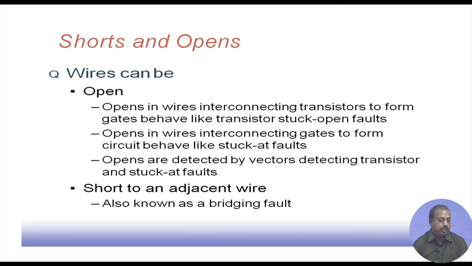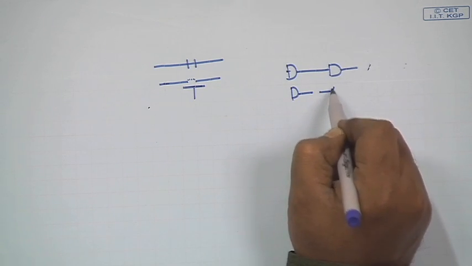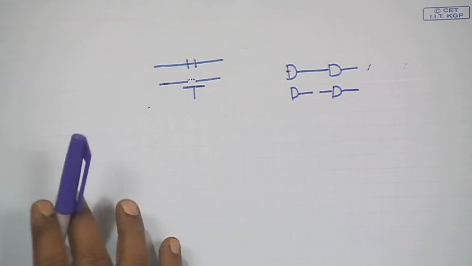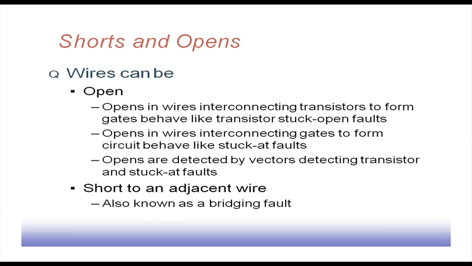Similarly, opens in wires interconnecting gates to form circuits behave like stuck-at faults. If I have one line, say a gate output connecting another gate input, and this line is open, then it can be treated as logic low or logic high depending upon the technology family we are considering. It will behave as if the line is permanently stuck at some value for the second gate. So, when it is interconnecting gates, it behaves like a stuck-at fault; when it is interconnecting transistors, it behaves like a stuck-open transistor. Naturally, we can have test vectors for detecting transistor and stuck-at faults for checking wire open faults.